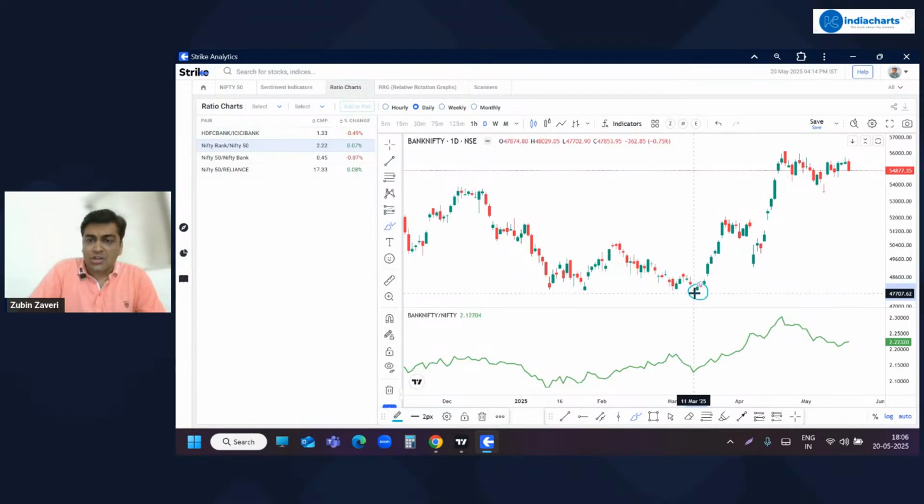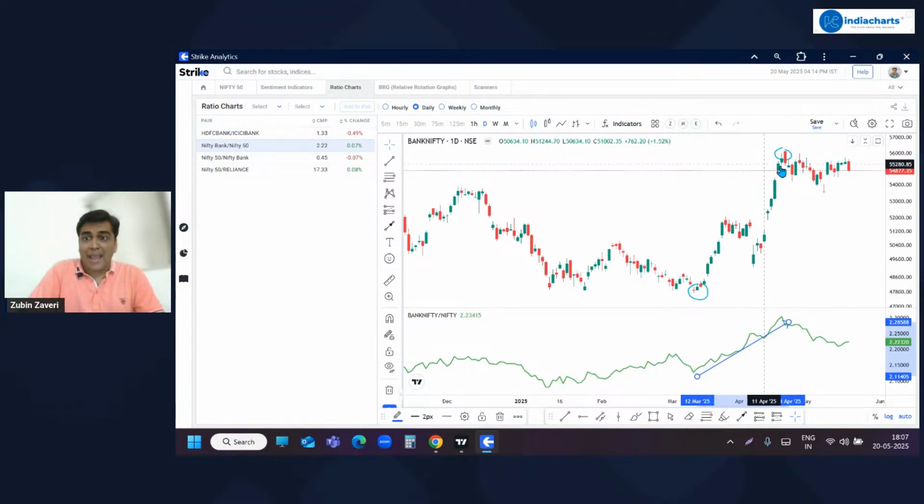When there was a bottom in the month of March, on 12th March, Bank Nifty moved up swiftly and made a high of around 56,000 by 24th of April. During this time, we can see that the RS, the relative strength, the ratio of Bank Nifty divided by Nifty, also rose. So the rising ratio, what does it mean? It simply means that in this time Bank Nifty is outperforming Nifty.